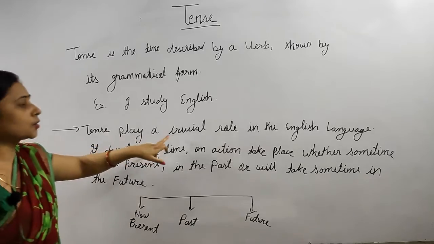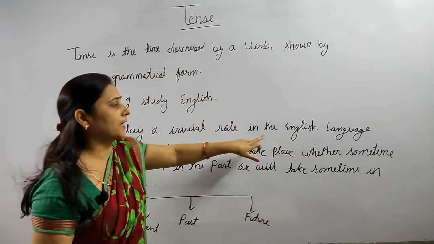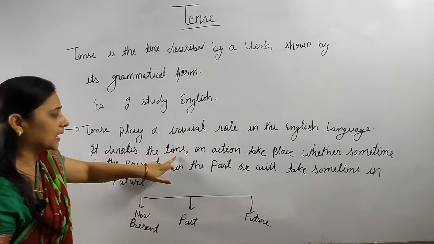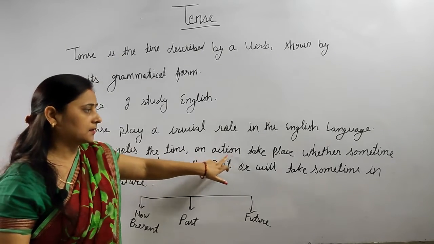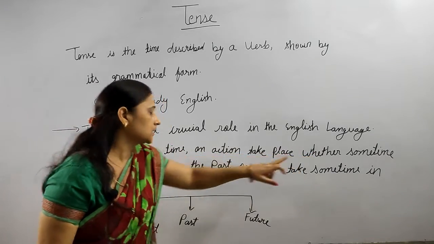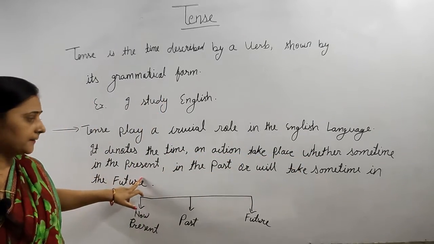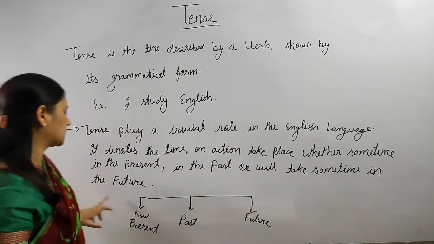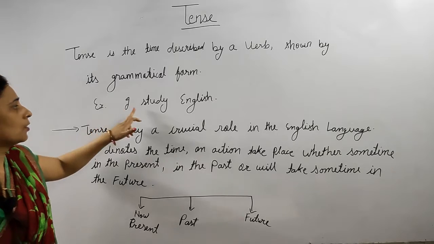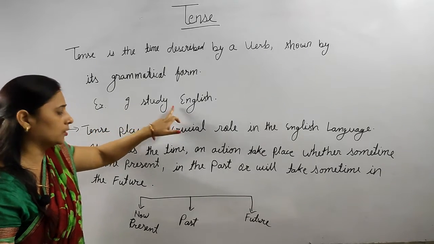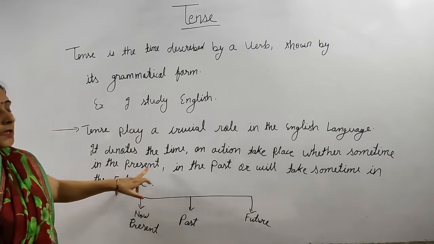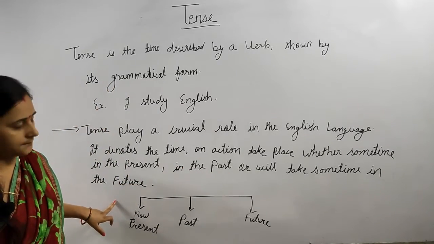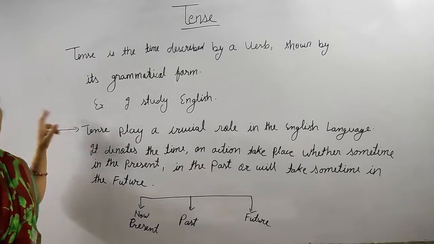Tense plays a crucial role in the English language. It denotes the time an action takes place, whether sometime in the present, in the past, or sometime in the future. It means a verb can be shown in the present tense, in the past tense, and in the future tense. This is the explanation about the tense.